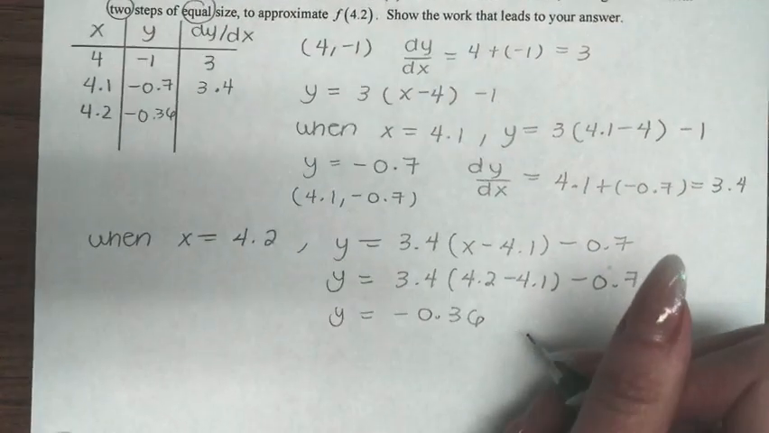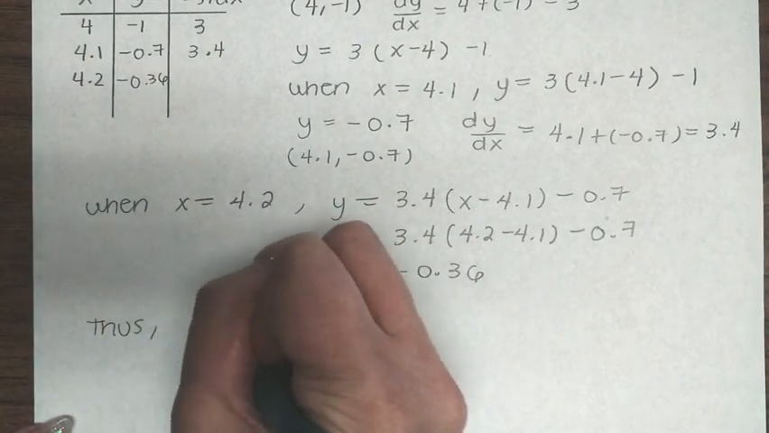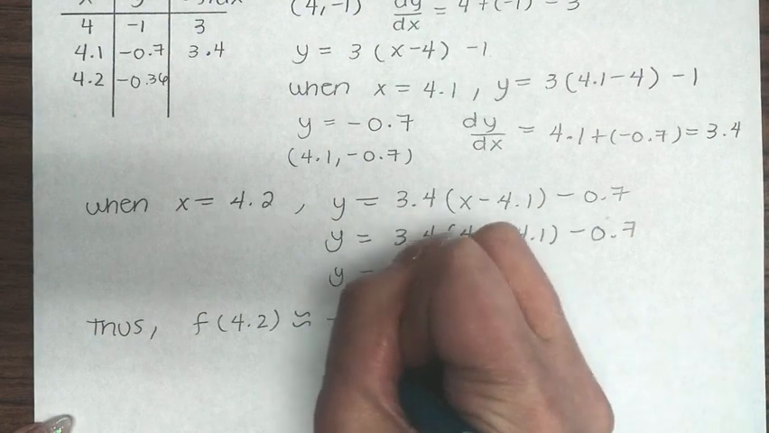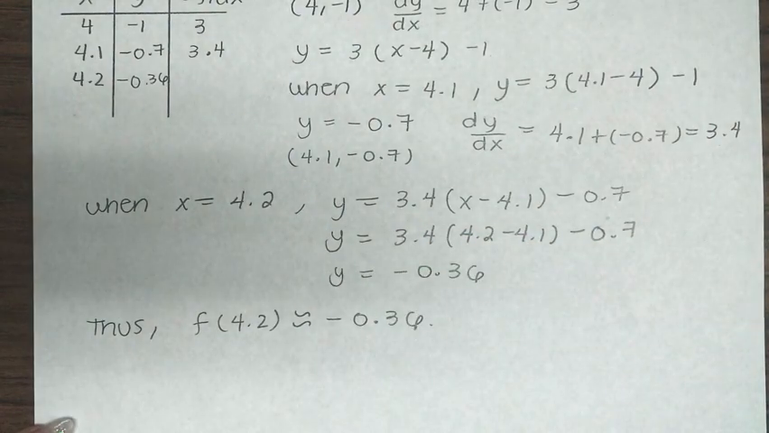Therefore, we can conclude that f of 4.2 with Euler's method is -0.36, and that's pretty much it for this problem.